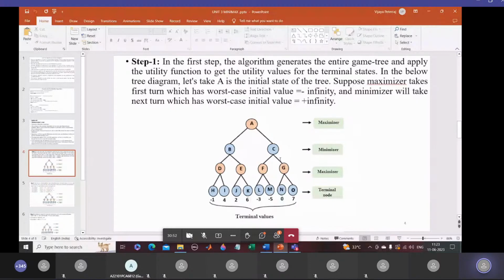First the maximizer turns, then the minimizer, maximizer, minimizer, till we reach the terminal node. Here we have not only three levels. Using deep learning, the AI learns from the data, because you need to learn from the specific terminal values.